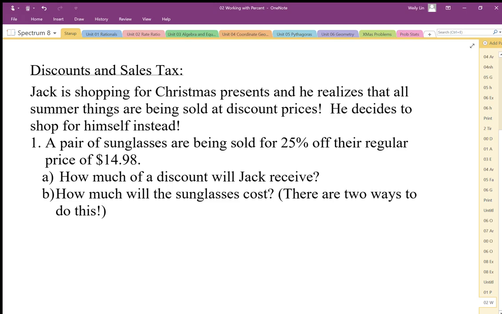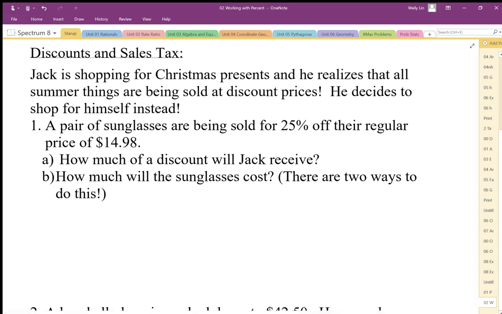So Jack is shopping for Christmas presents and realizes everything is sold at summer things are sold at discount prices. So he decides to buy something for himself instead. So a pair of sunglasses being sold at 25% off the regular price of $14.98. How much of a discount will Jack receive?